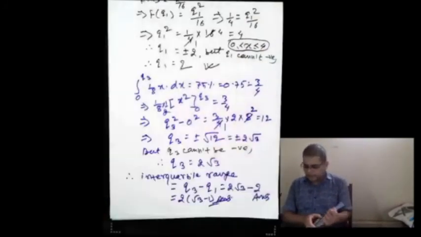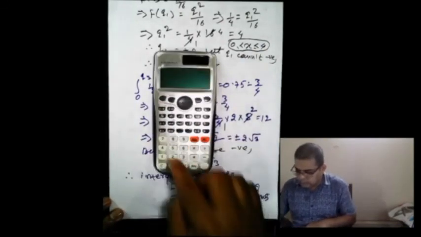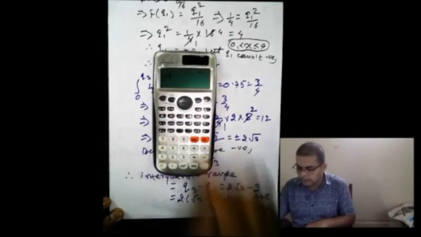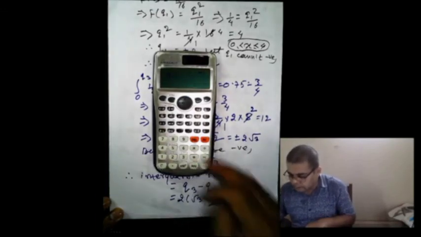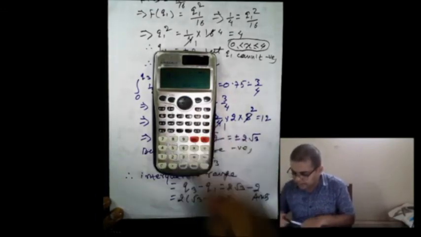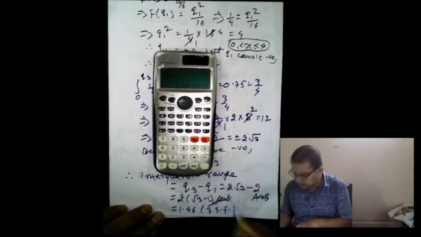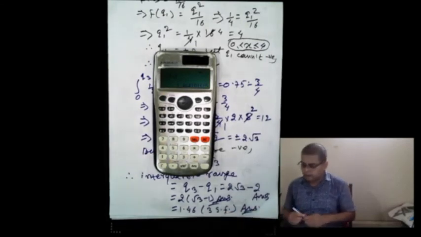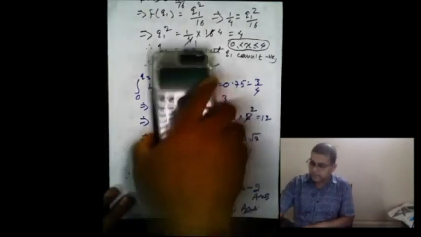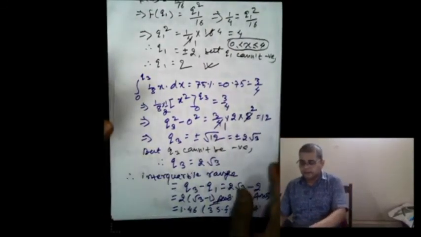If you write the answer in significant figures, then you can do this also: 2 root 3 minus 2, or you can calculate it from here, and that equals, let me write, 1.46 for 3 significant figures. So you can express your answer in exact form and also in significant figure form, as you like, or as advised in your question.